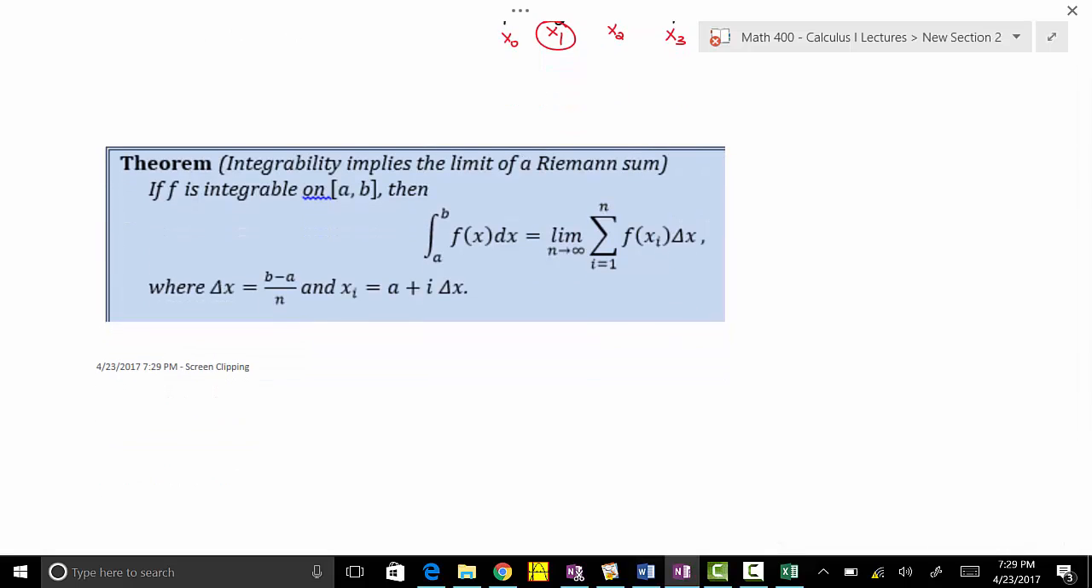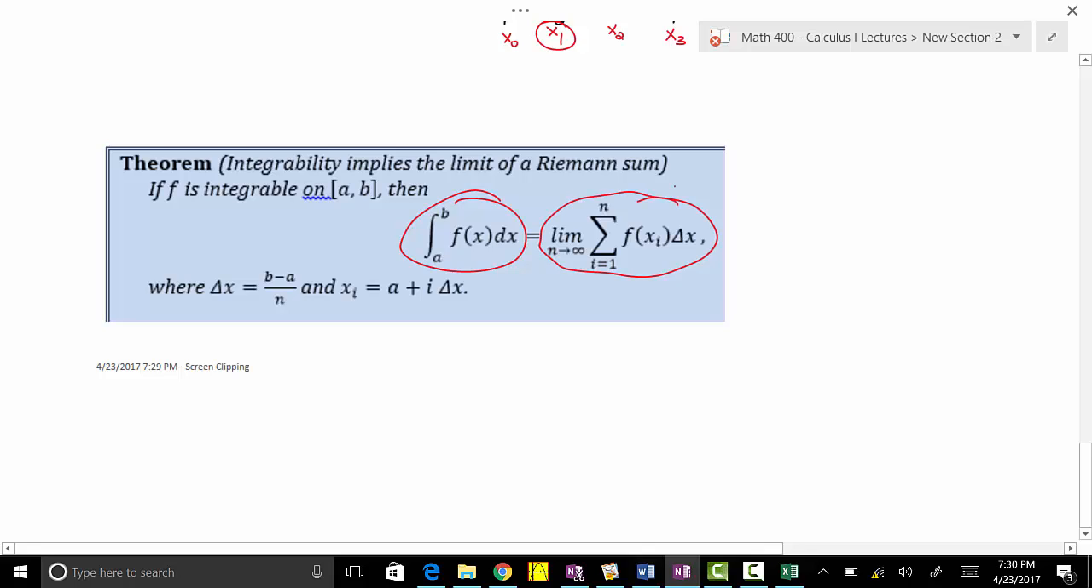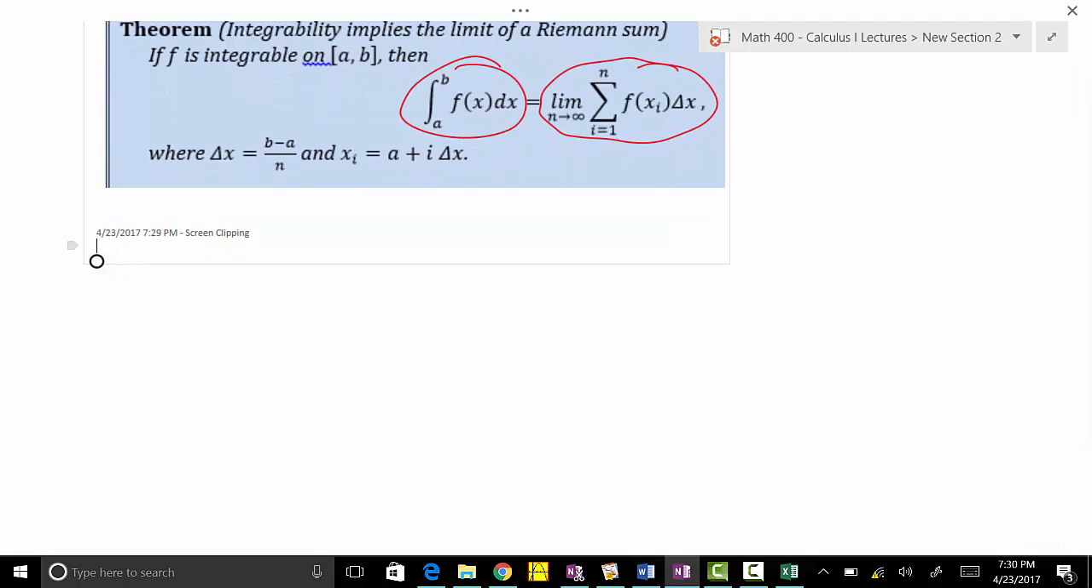integrability, I can't say that word, implies the limit of a Riemann sum. Basically what that means is that if somebody says a function's integrable on an interval, so that you can take the integral of it on an interval, that means it is actually the limit of a Riemann sum. So when they say this exists, you know this limit exists too. Okay? That's nothing really huge. It's just kind of an important point. So if somebody tells you I know this integral exists, then you know its limit version exists.